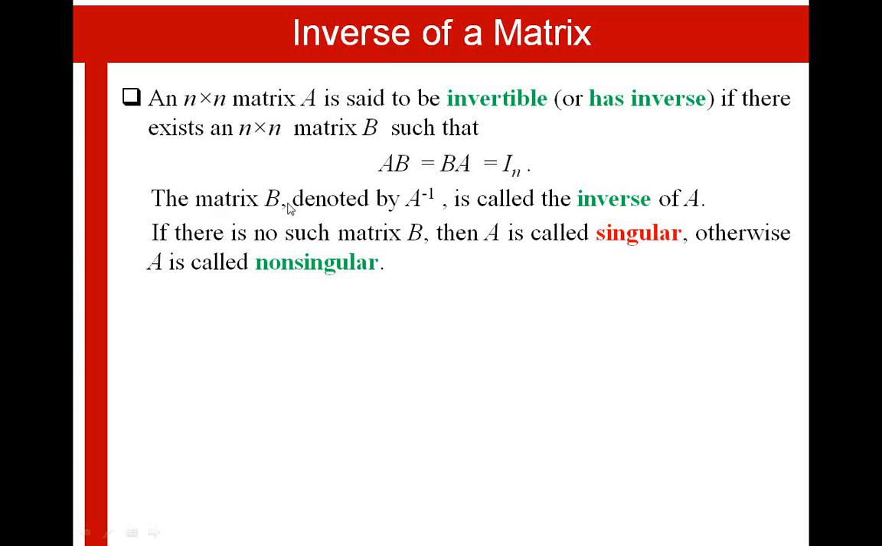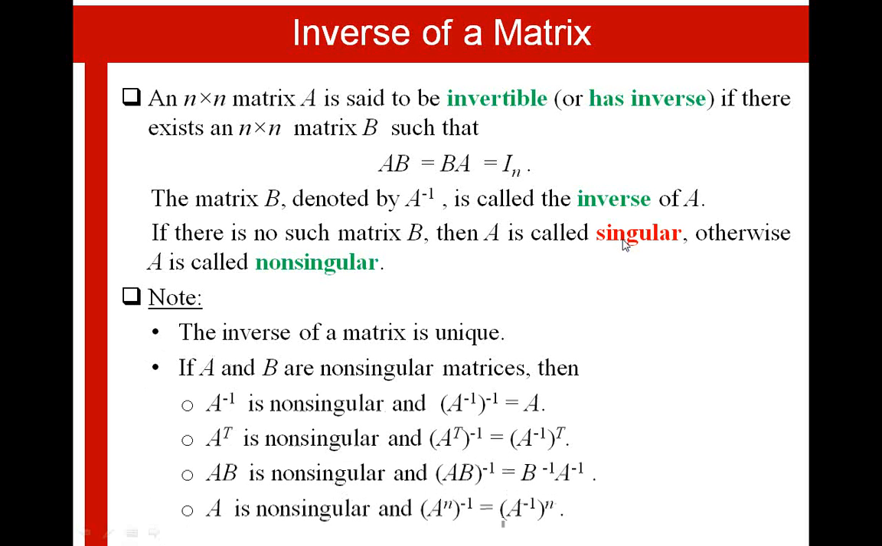The matrix B can be denoted as A to the power minus 1, and is called the inverse of A. If there is no such matrix B, then A is called singular. Otherwise, A is called non-singular. So if it is non-singular, another term for it is invertible, and another term for singular is non-invertible.